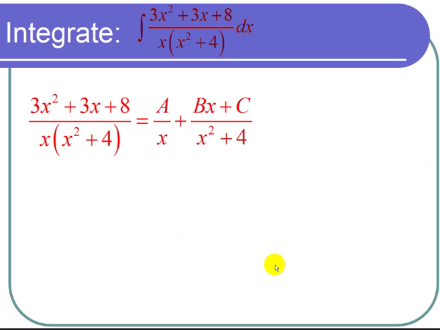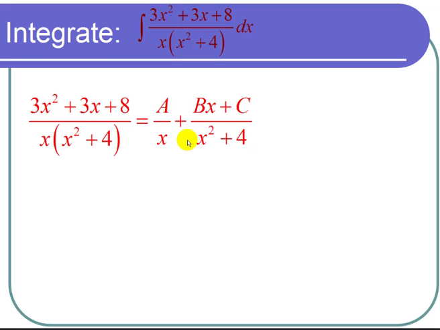But instead, what I can do is write the partial fraction decomposition. I have my A over x because of this x factor, and then the x squared plus 4 factor is going to give me a Bx plus C. Whenever I have a quadratic that doesn't factor, I put a Bx plus C up in the numerator.